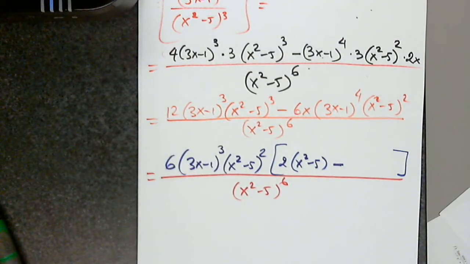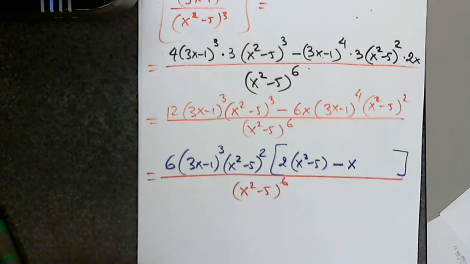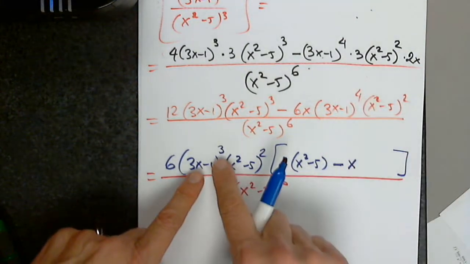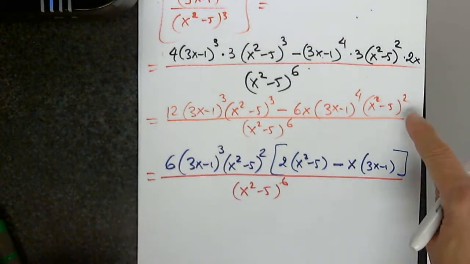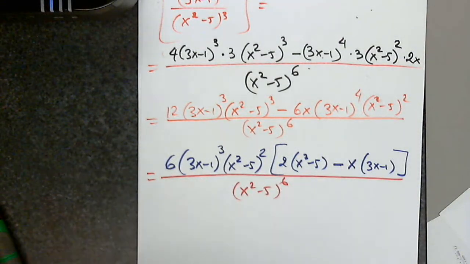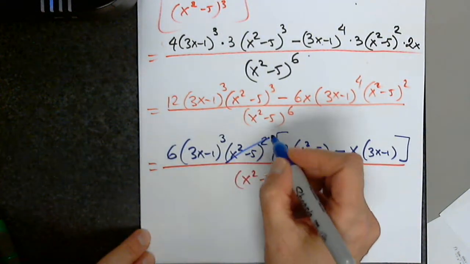Excellent. Great. 6 is out, but there is an x left. From 4, I took 3 away. So I have 3x minus 1. And from x squared minus 5 squared, what is left? 1. Excellent. Good. Look what I'm going to do next. That's why this is mandatory.